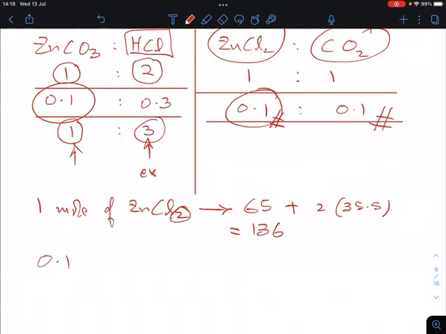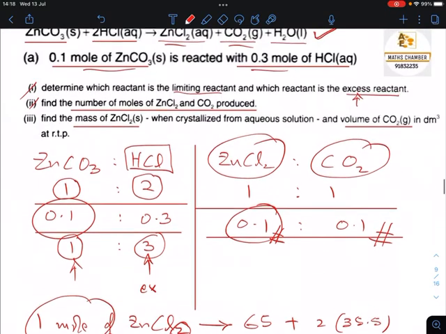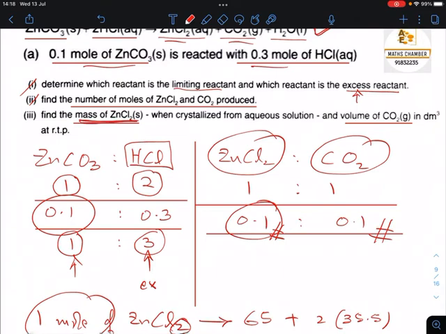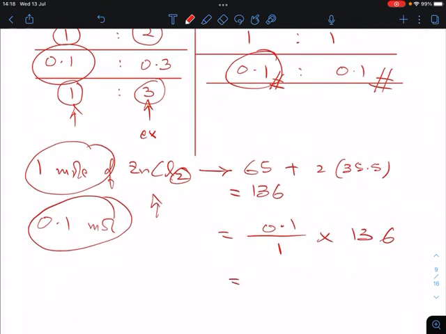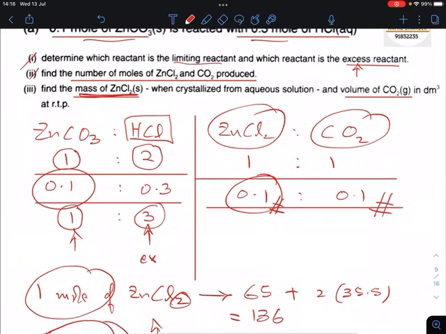So 0.1 mole of zinc chloride gives you 0.1 mole divided by 1 mole, multiplied by 136. That will give you the mass of zinc chloride, which is 13.6 grams, the mass that will be produced when crystallized from aqueous solution.